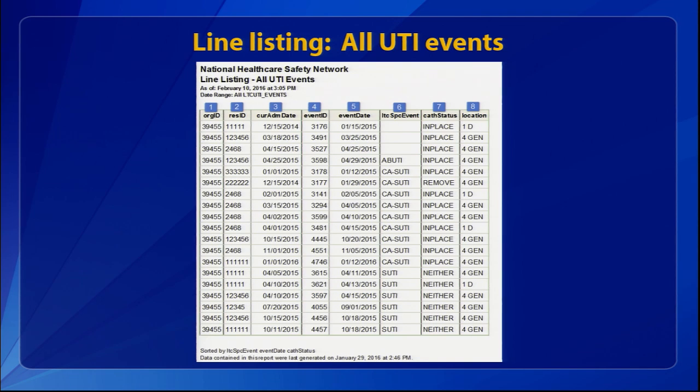So a nursing home can look at this line list and verify the accuracy of the data that had been entered in the past month or in the past year, depending on how they're looking at it. And we can also look at any trends in our data, for example, any UTIs that are clustered in a particular location within a facility.